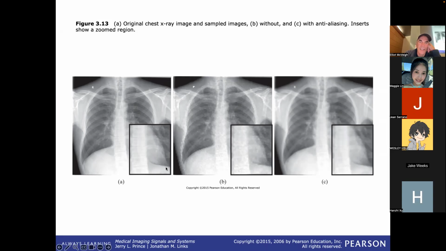So there's a chest X-ray here. This is right out of your textbook, so we should all be able to figure this out. Sample is without and with anti-aliasing. Okay, so this has an anti-aliasing filter, this has no anti-aliasing filter, and this is the original ground truth image.